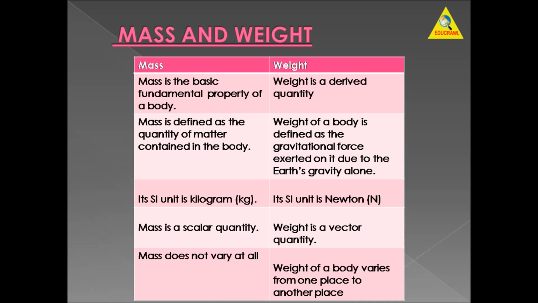Mass is a scalar quantity since it has only magnitude, whereas weight is a vector quantity because it has direction. That is, the force acting on an object is directed towards the earth. Hence, it has direction, and hence it is a vector quantity. And finally, mass does not vary at all, but the weight of a body varies from place to place as the acceleration due to gravity value changes, that we had discussed in the previous slides. So these are the differences between mass and weight.